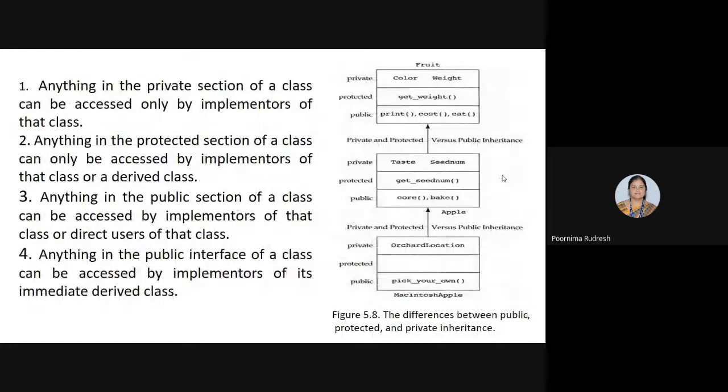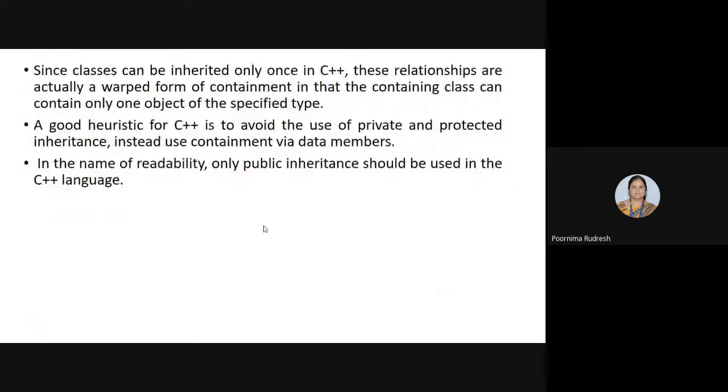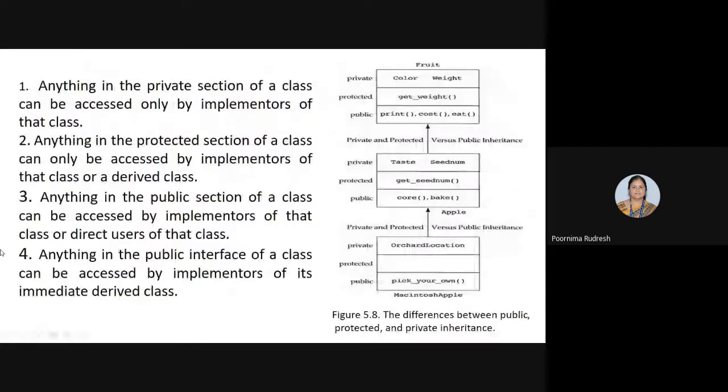We'll see the difference between public, private, and protected inheritance in C++ by considering this diagram. So this is the general theory about private, protected, and public inheritance in C++. Next, we'll see with the diagram what the difference is between private, protected, and public inheritance in C++. We'll consider this diagram and see what it is.